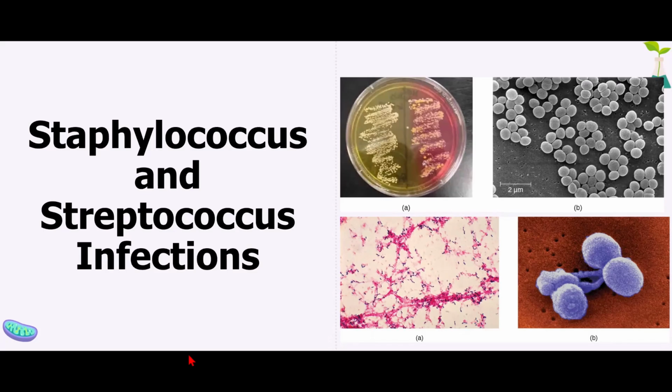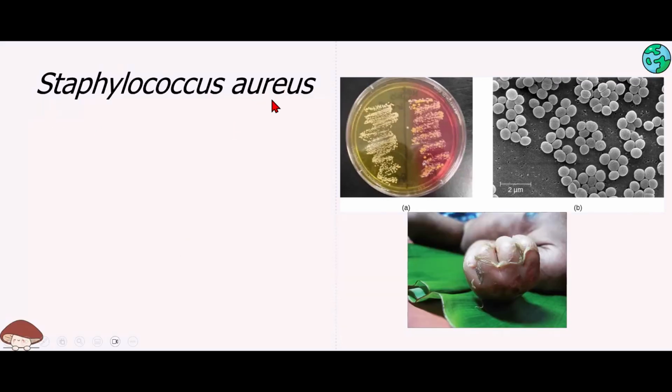Hello, in this video we're going to go over infections caused by the bacteria found in the Staphylococcus genus and the Streptococcus genus. So let's start with Staph aureus. Staph aureus is a species in the Staphylococcus genus.